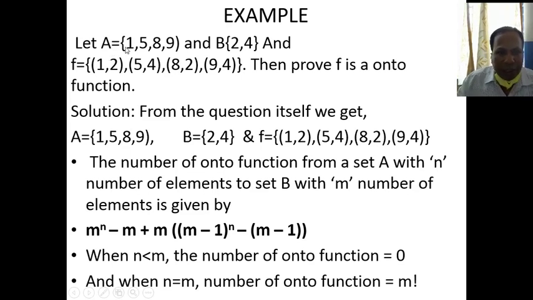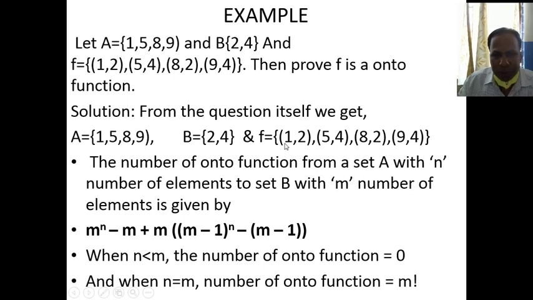Now let us take one example. Set A contains elements 1, 5, 8 and 9. Set B contains the elements 2 and 4. Now we have defined the function f containing 4 ordered pairs: (1, 2), (5, 4), (8, 2) and (9, 4). Now we have to prove that this function is onto. Now f is the function (1, 2), (5, 4), (8, 2) and (9, 4).